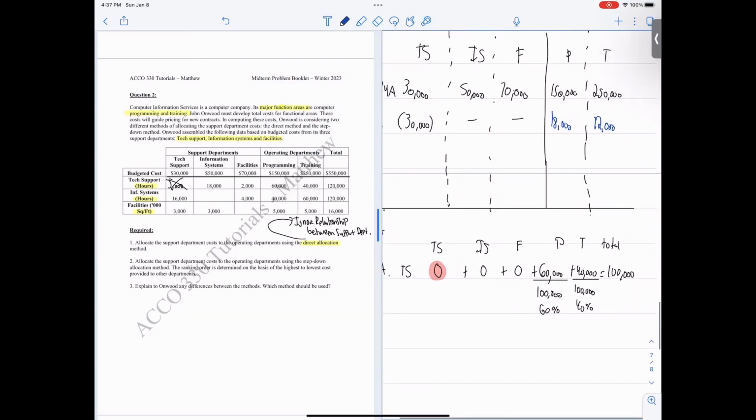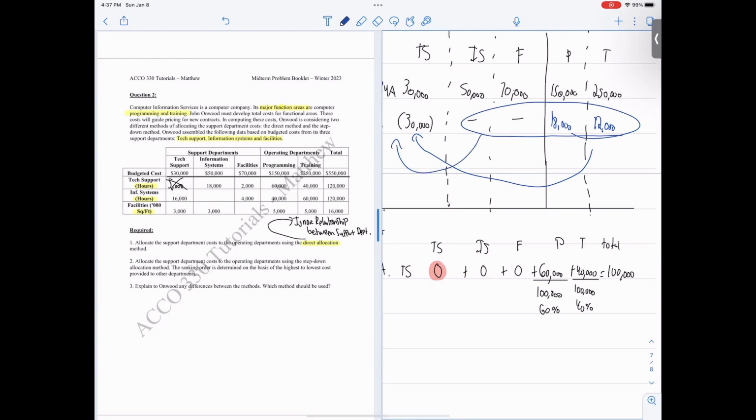Remember, if you ever want to check, your total allocations should equal back to the base amount. We took this 30,000 and split it between programming and training. So if you want to check your answer, always add up everything you did here. In this case, add up everything you did here. These four should equal this.